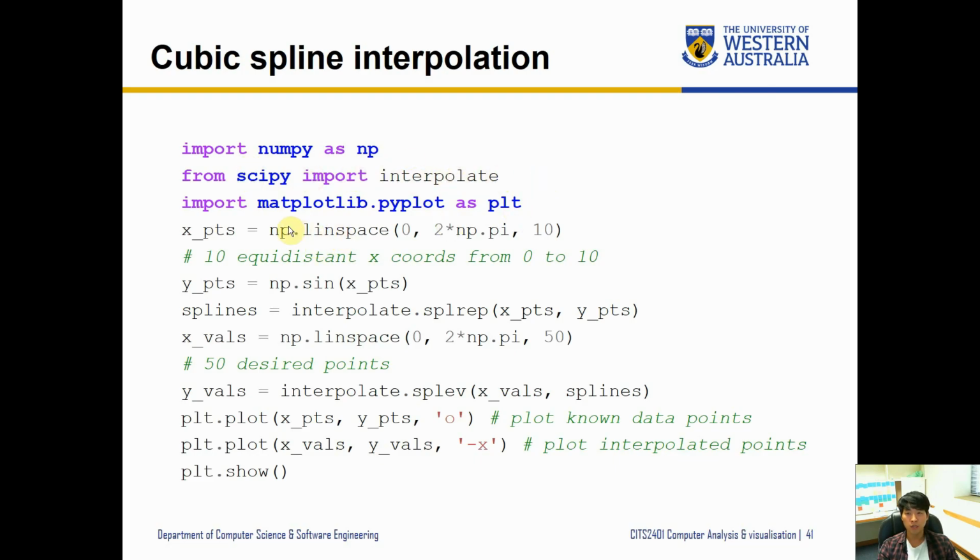What we have here is exactly the same. We have the x points and y points of our 10 original points. And then we're going to have a spline, using SciPy's interpolate, a spline representation of the x points and y points. Then for the x values, we're going to create the points that we want to interpolate. This is 0 to 2 pi using 50 different points. I should have arranged this nicer, so let me do that.